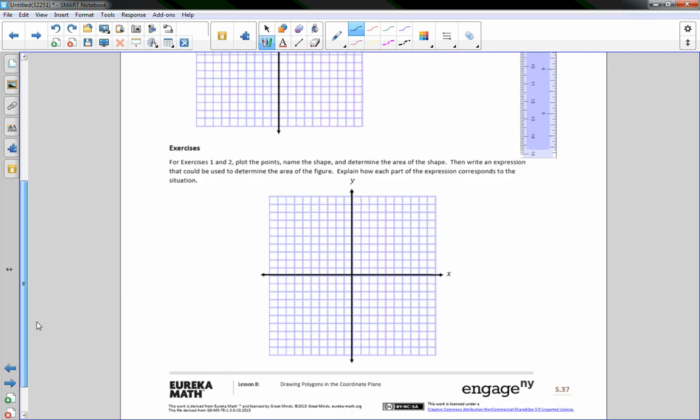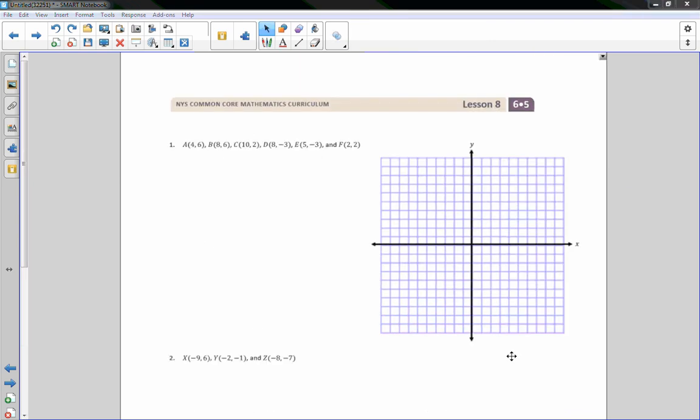Okay, exercise. For exercise 1 and 2, plot the points, name the shape, and determine the area of the shape. Write an expression that could be used to determine the area of the figure. Explain how each part of the expression corresponds to the situation. Okay, so here's number 1. First, let's plot the points. What color can we use here?